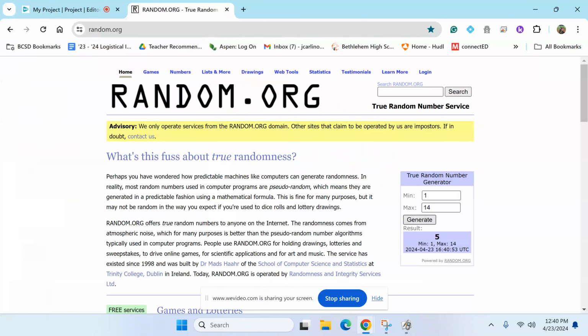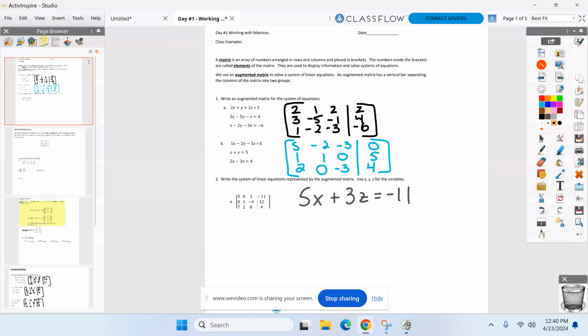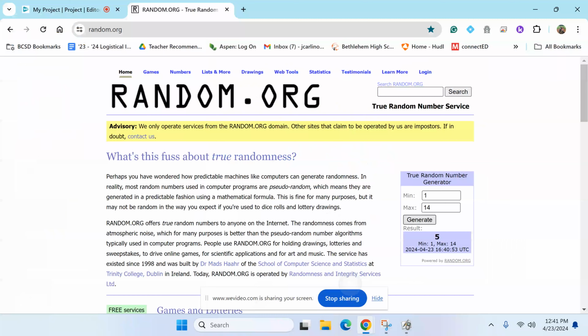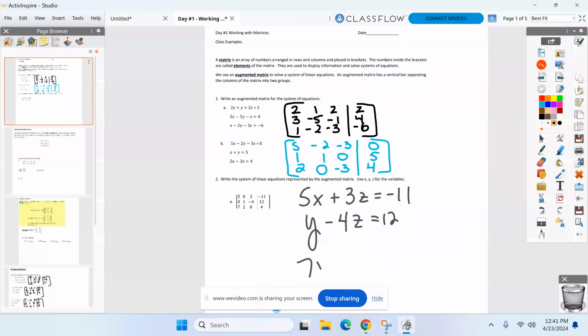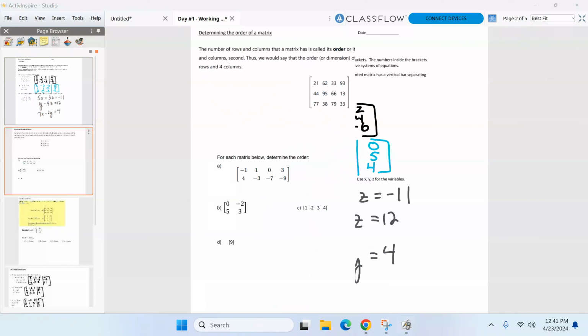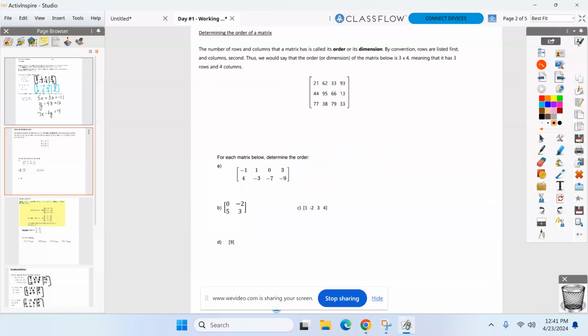Oh, Emma. y minus 4z equals 12. Good. No x there. You guys are good. Final one. Here we go. Paige, what do you got? 7x plus 2y equals 4. Good. Okay. Anybody have any issues writing those? Okay. I'm good.